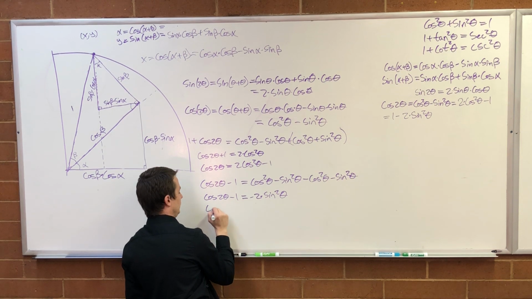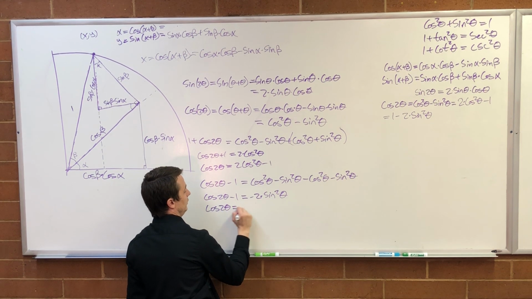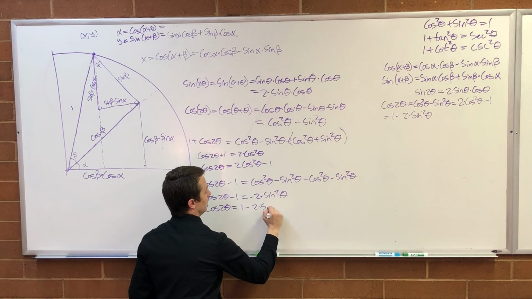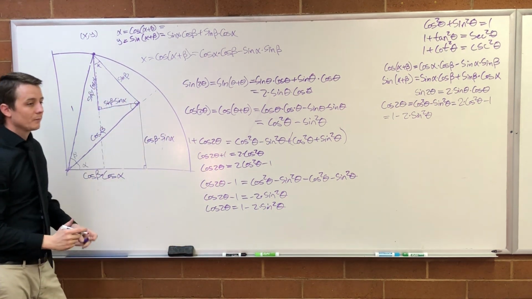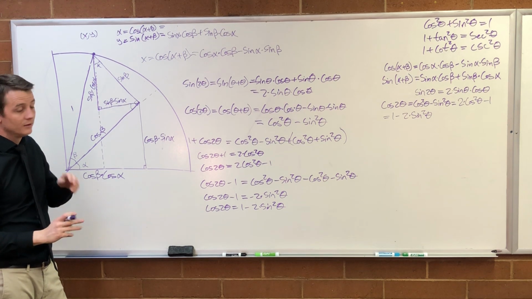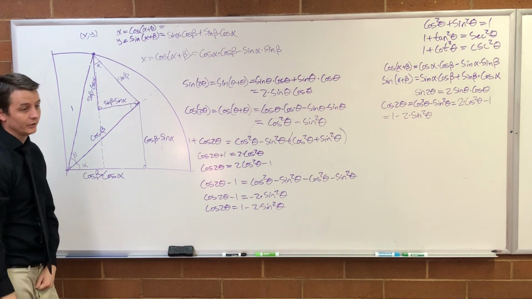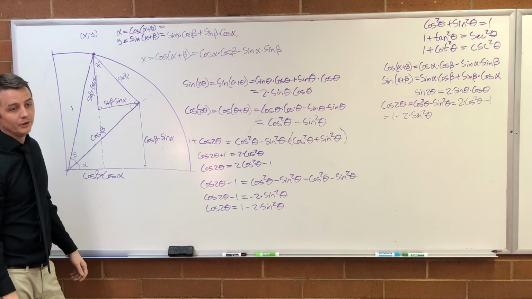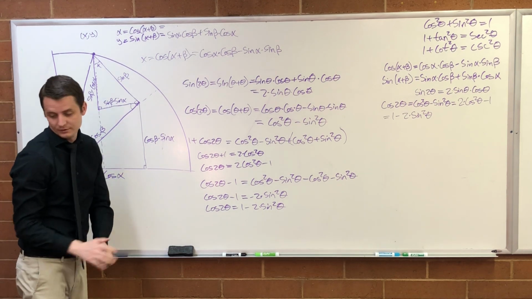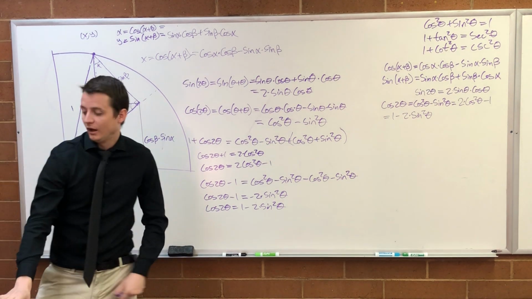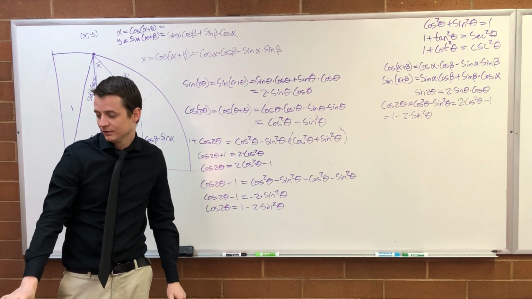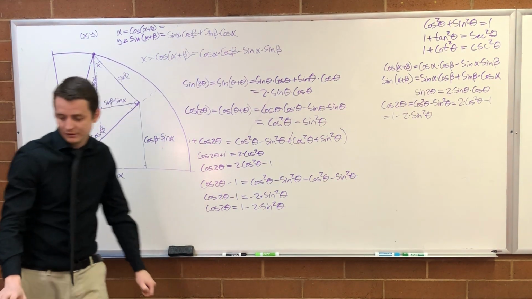Add 1 to both sides, and so now we get cosine of 2 theta is equal to 1 minus 2 times sine squared of theta. Follow that? And we don't prove these at all in the homework, right? I don't know why I gave you that. You'll find out soon enough, though.